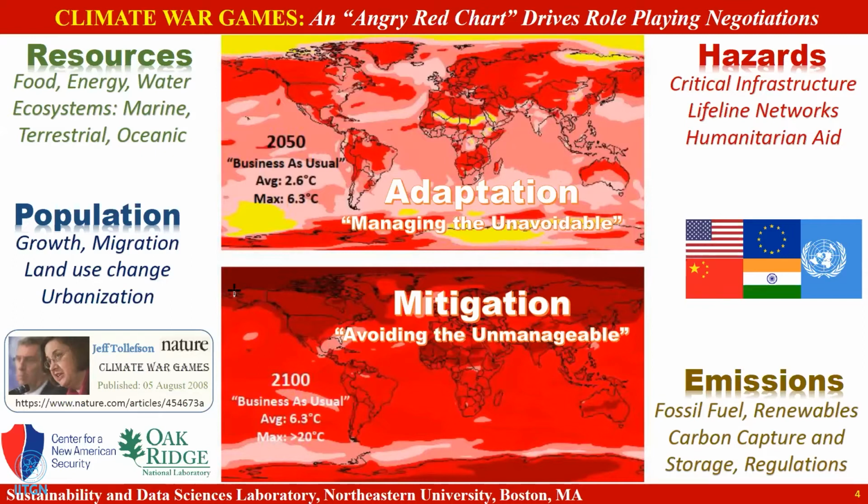In the context of international negotiation, when we think about migration, what also becomes important is this concept of environmental refugees. And then all of these lead to discussions around emissions, which include things like fossil fuel, renewables, carbon capture storage, et cetera, and regulations, whether these are at international scales, national scales, et cetera. Right? And there are various elements here.